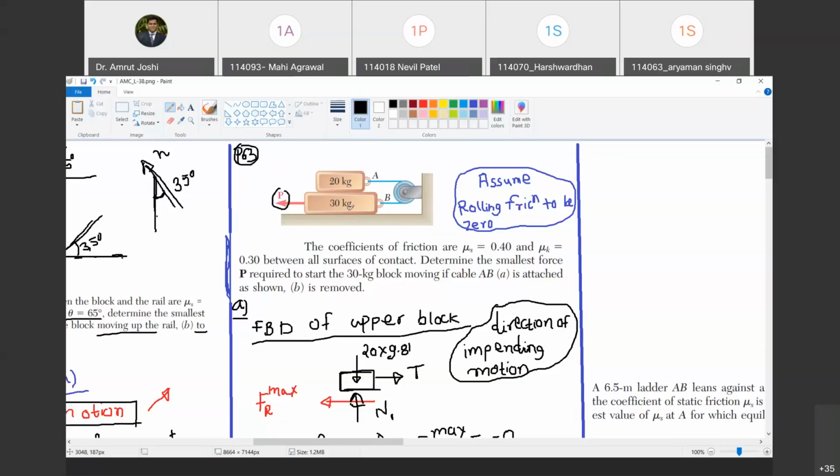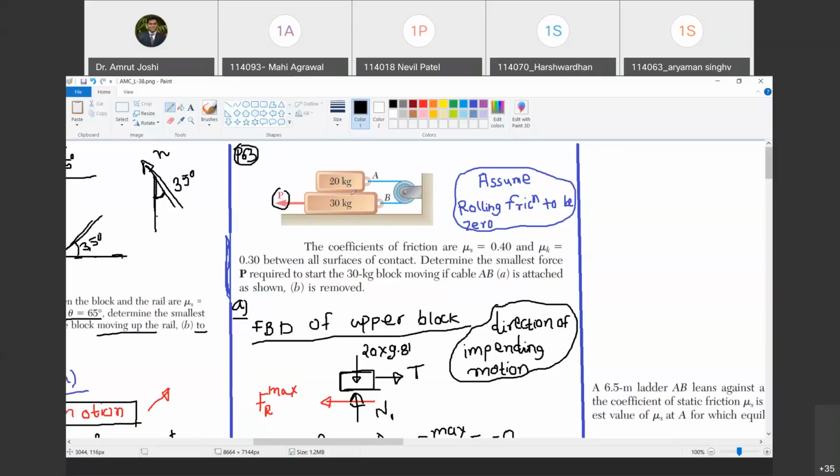Now let us look at case A. So if the block of 30 kg has to start moving in the left direction, you will understand that if the cable is attached, the block of 20 kg must move towards right. Do you agree with me? Yes, sir.